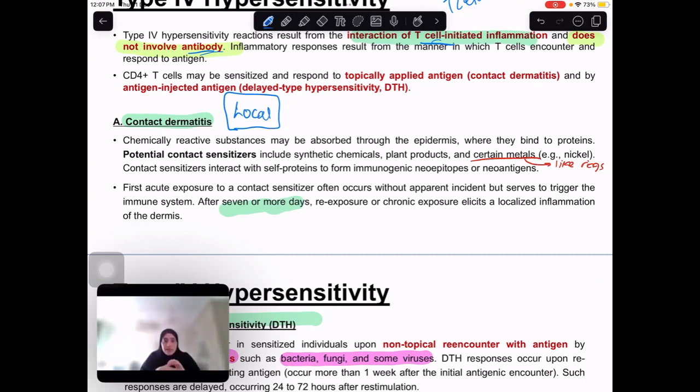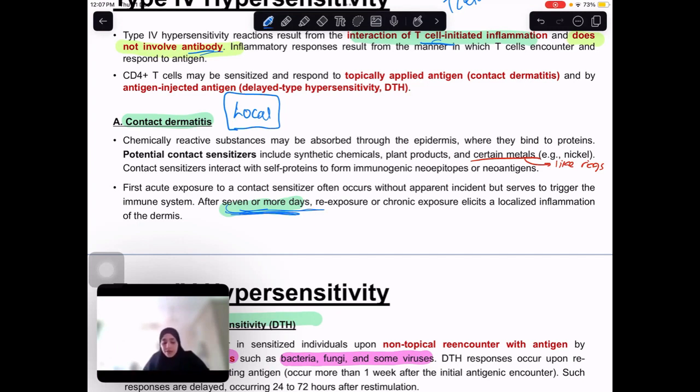I'm going to be having T cells in my epidermis, right? Or in my skin. So again, it's going to be just that reaction where my T cells are being involved. An example is contact dermatitis. As we can see here, it takes 7 or more days, whereas for example type 1 hypersensitivity takes several minutes. The others as well won't be taking much time.